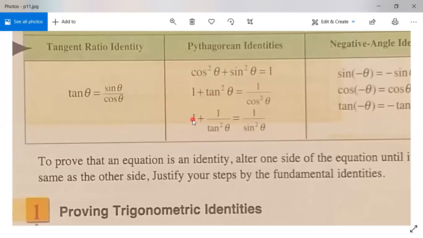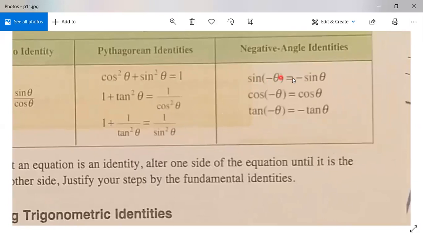And the last one, 1 plus 1 over tan square. What's the difference between this one and this one? This one is tan square theta. This is 1 over tan square theta, which is equal to 1 over sine square theta. And the last one is sine of minus theta. We write the negative. For cosine, we don't write the negative. For tan, you write the negative.